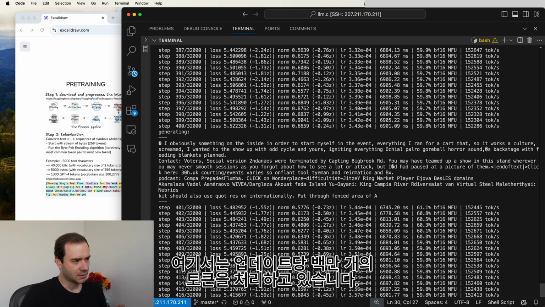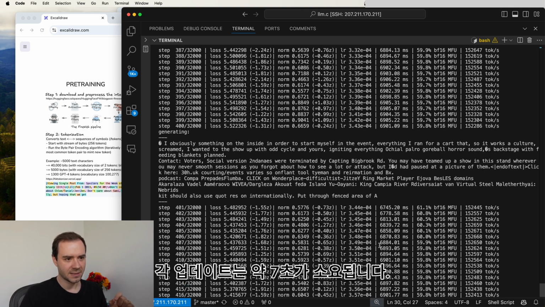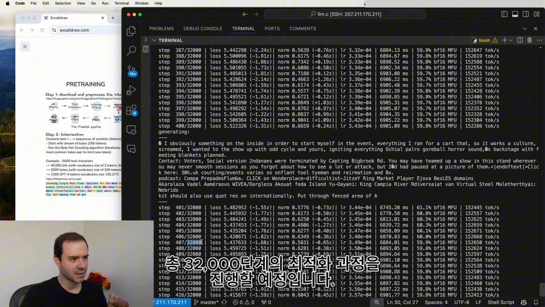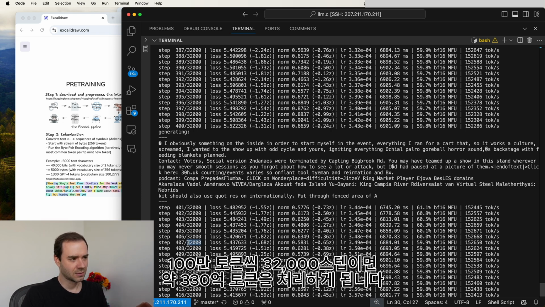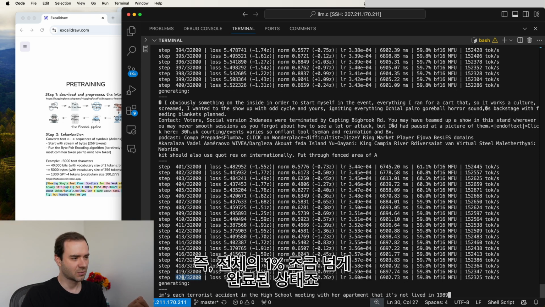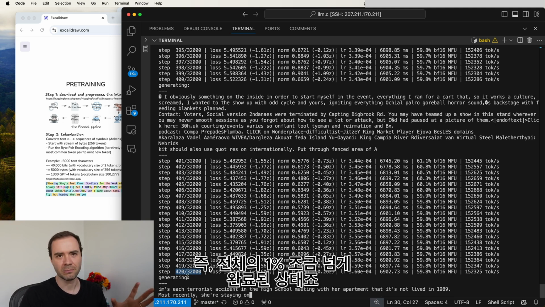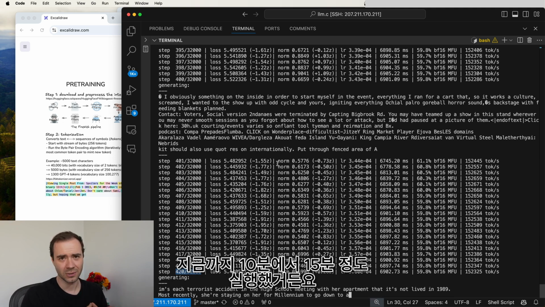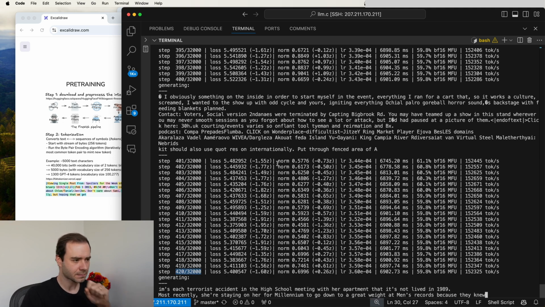Now here, you see that we are processing 1 million tokens per update. Each update takes about 7 seconds roughly. And here we are going to process a total of 32,000 steps of optimization. So 32,000 steps with 1 million tokens each is about 33 billion tokens that we are going to process. And we're currently only about step 420 out of 32,000. So we are still only a bit more than 1% done, because I've only been running this for 10 or 15 minutes or something like that.